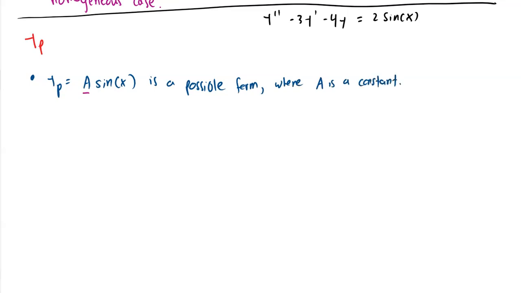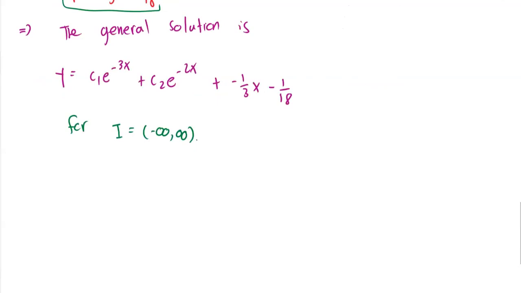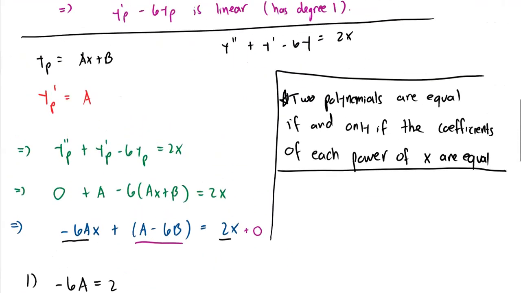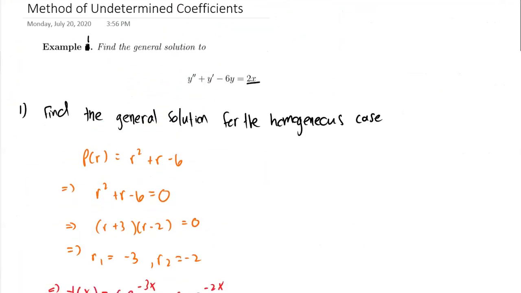Now, notice that here, I'm always including a constant, a. Why? For the reason that I want to be able to have a parameter that I can control. It's the same reason why in the previous example, for our choice of the particular solution, we used a linear polynomial where the coefficient for x and the constant were undetermined, right? Hence the name undetermined coefficients, right?